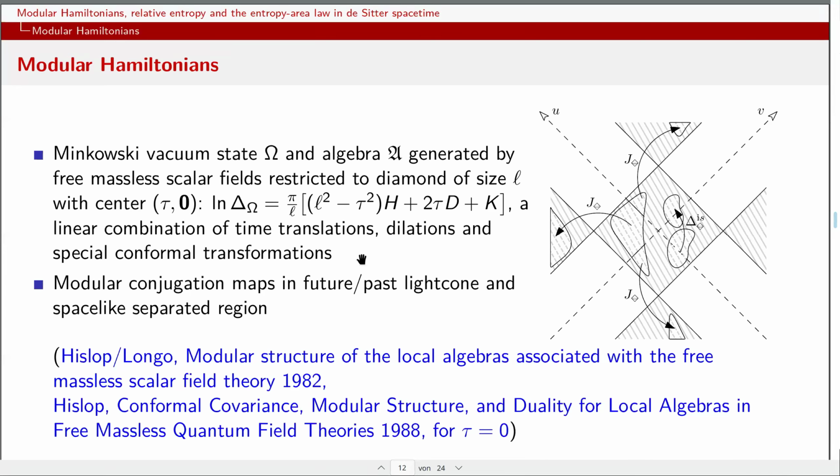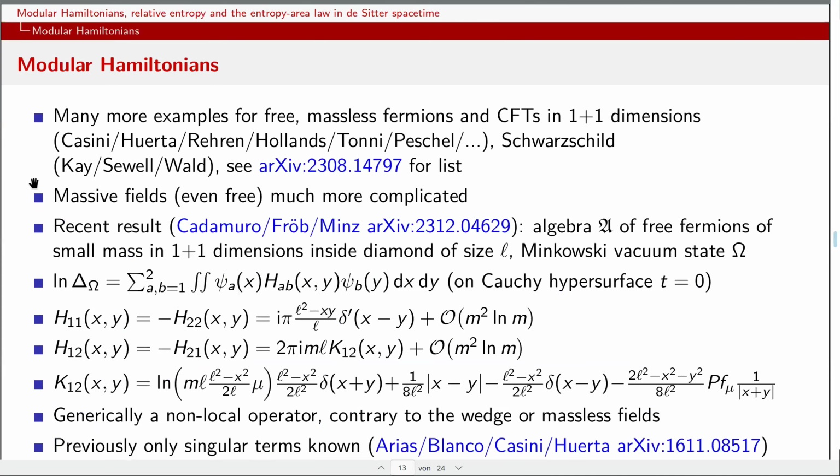This is now a very nice result because it's really a finite size region in space-time. But again, it's only for a very specific theory. So they derived it for free massless scalar fields. It's not too difficult to generalize it to general conformal theories, but okay, our world is not conformal, so maybe one needs other examples. Let's see. There are other examples. There are many examples for free massless fermions or conformal field theories in 1+1 dimensions.